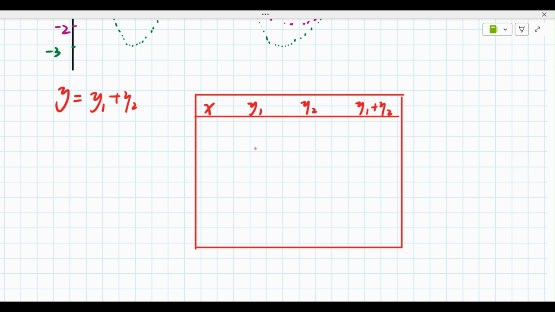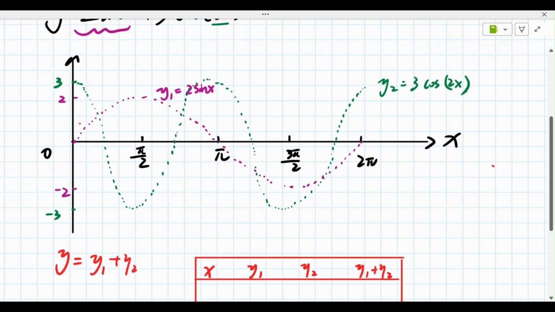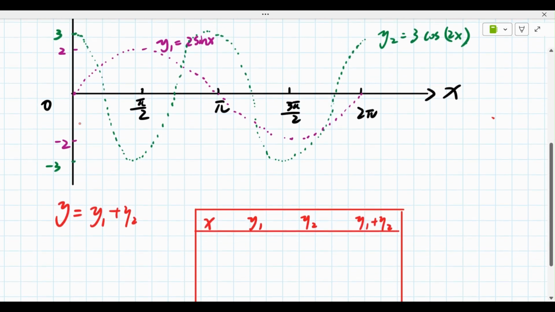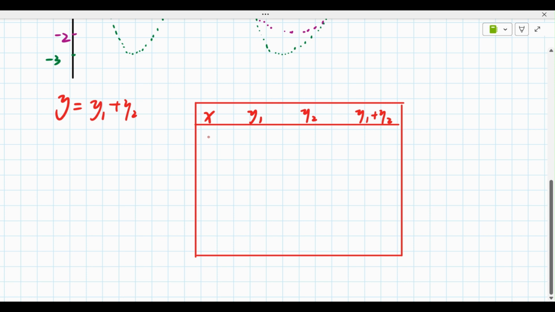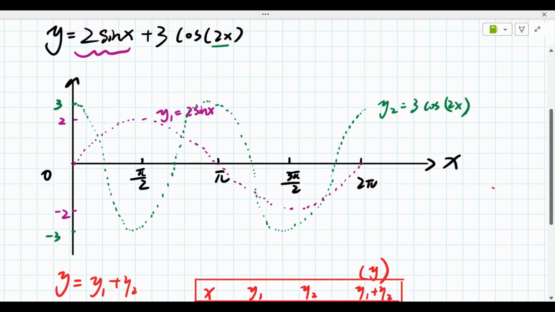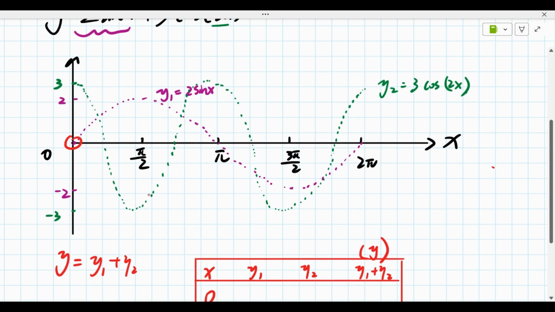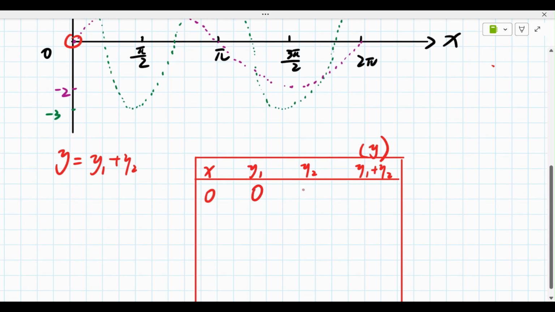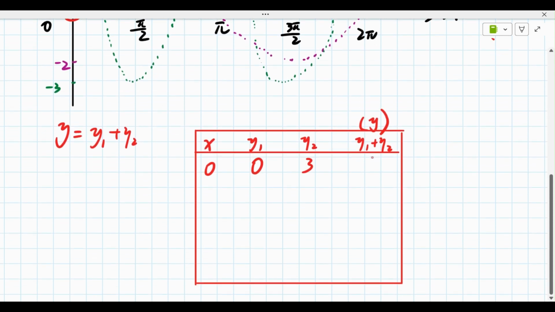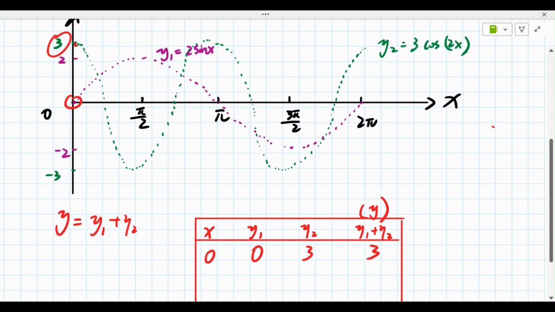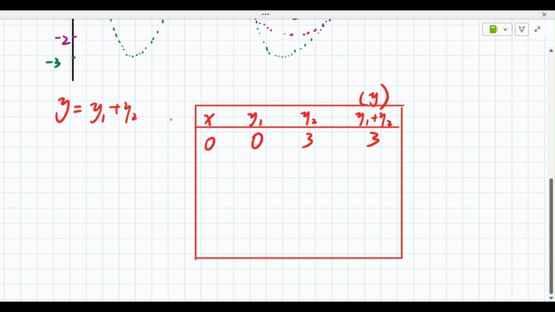So first thing first, if x equals 0, then y1 equals 0, and y2 equals 3. So 0, 3. What do you think 0 plus 3 equals? That will be equal to 3. Perfect. So our starting point is going to start from here. Does that make sense? Good.